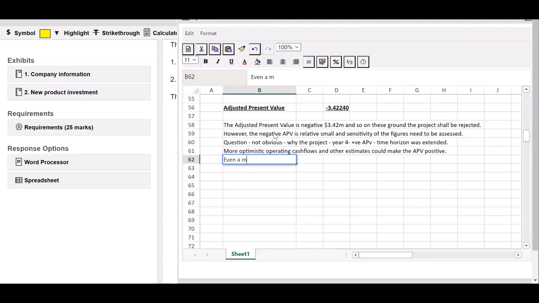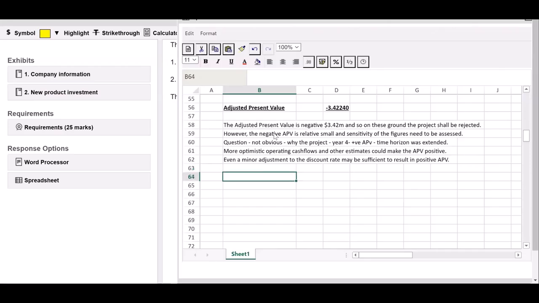Even a minor adjustment to the discount rate may be sufficient to result in a positive APV.